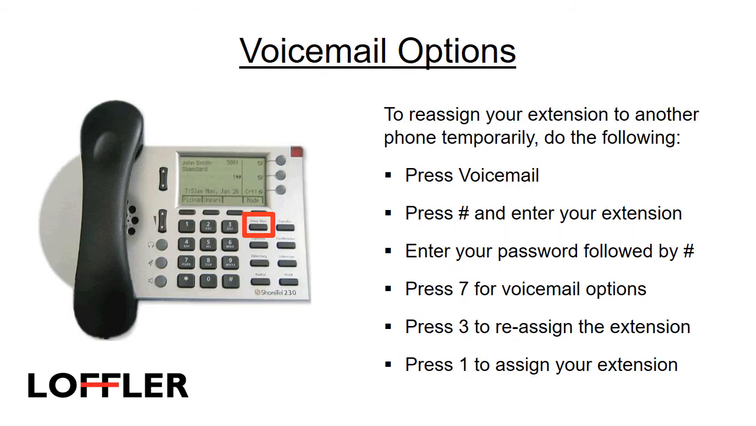To reassign your extension to another phone temporarily, do the following. Press voicemail or dial pound. Press pound and enter your extension. Enter your password followed by pound. Press 7 for voicemail options. Press 3 to reassign your extension. Press 1 to assign your extension.